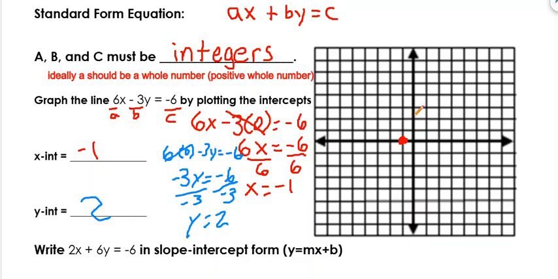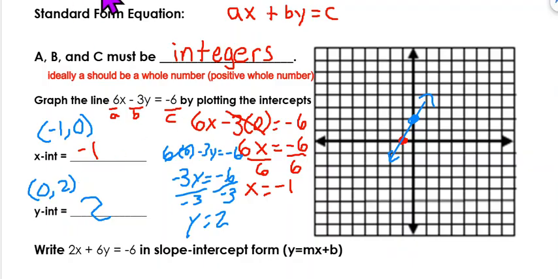So for my y, I would put a dot right there. And then I can connect my points and make my line. My line would look something like that, right? And I can add arrows to the end because it goes on forever and ever in both directions. Another thing, x-intercept, you can always write that as an ordered pair too, right? So this would be negative 1, comma, 0. My y-intercept would be 0, comma, 2, right? So remember, you can always write it as an ordered pair as well.